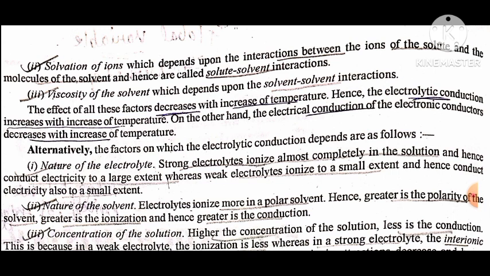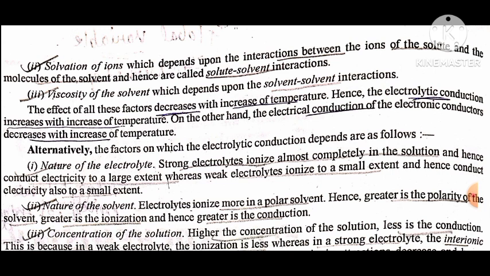On the other hand, the electrical conduction of electronic conductors decreases with increase of temperature. Alternatively, the factors on which electrolytic conduction depends are as follows. First is nature of electrolyte, that is strong electrolytes ionize completely in the aqueous solution and hence conduct electricity to a large extent, whereas weak electrolytes ionize to a small extent and hence conduct electricity only to a small extent.